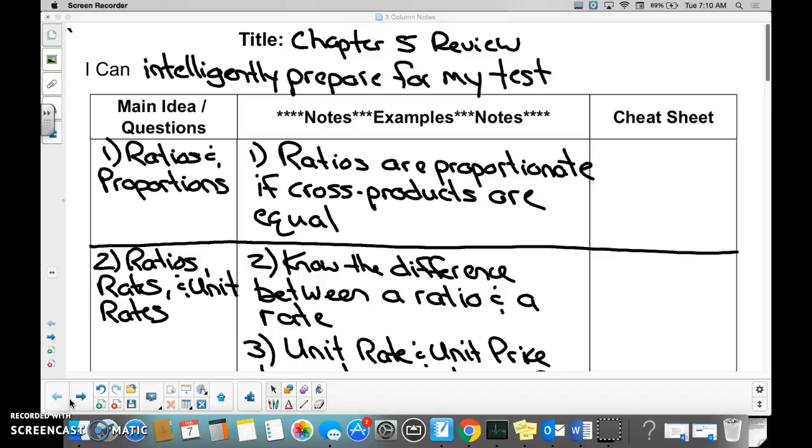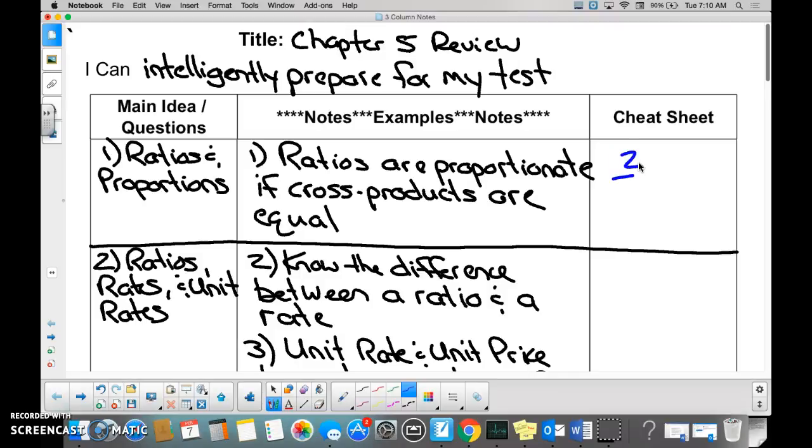First thing we worked on in this unit was ratios and proportions, which is the title of the chapter. Remember, ratios are proportionate if cross products are equal. I'll use the cheat sheet column to do examples from time to time, but if you have 2/3 and 4/6, the cross product here is 12 and the cross product here is 12, so we're good. They're proportionate. If they are not equal when you multiply cross products, we do not have proportionality.